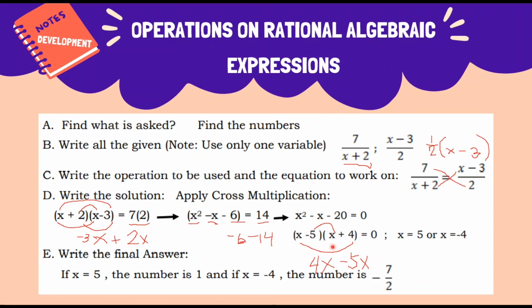Okay, so let us equate the two factors to 0. x minus 5 is equal to 0. We transpose to the other side, it becomes x is equal to 5. And then x plus 4 is equal to 0. We transpose 4 to the other side, so it becomes negative 4. So, let us write the final answer. If x is equal to 5, the number is 1. And if x is equal to negative 4, the number is negative 7 over 2.